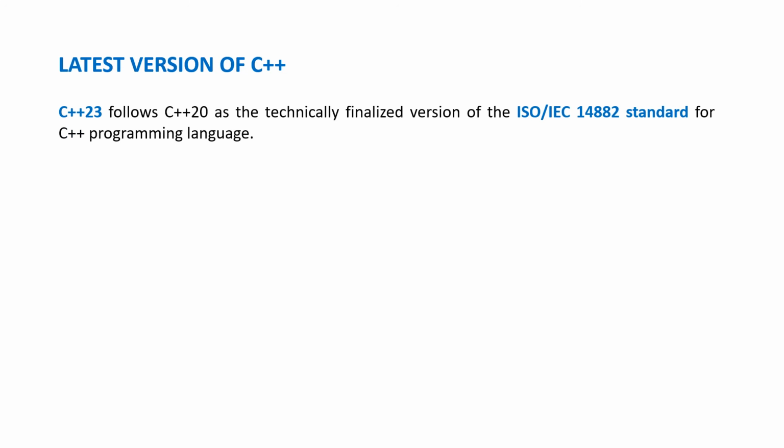Latest version of C++. C++ 23 follows C++ 20 as the technically finalized version of ISO IEC 14882 standard for C++ programming language. Since last few years, C++ has been releasing new versions every 3 years.